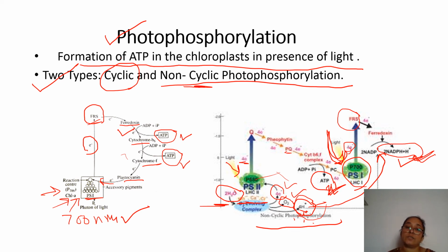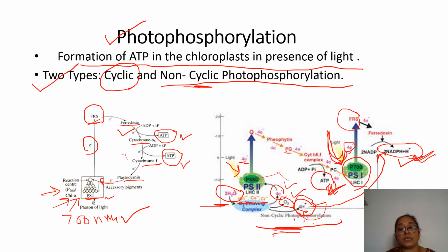So got it? And here you can see the main difference between the cyclic and the non-cyclic is that in the case of the cyclic photophosphorylation, only one photosystem is involved and there is no photolysis of water. But in the case of the non-cyclic one, photolysis of water takes place, and both photosystem 2 and photosystem 1 are participating in carrying the electrons from photosystem 2 up to photosystem 1, then up to the ferredoxin, and the formation of NADPH2 and ATP.